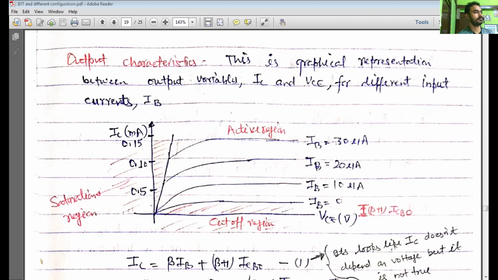So I can find. Good. Okay, now come to the output characteristics. For the output characteristics, it's a curve between the output variables for the input current. The output variables are the collector current IC, which is the output current, and the output voltage, which is VCE.